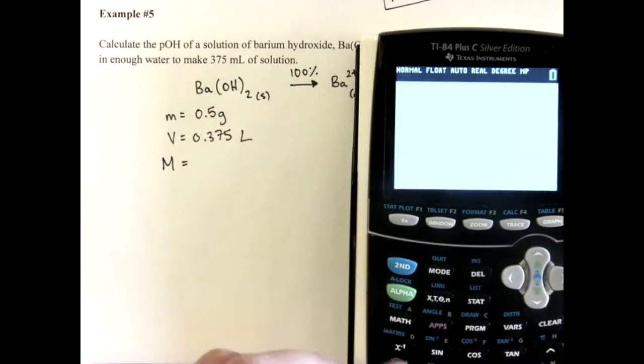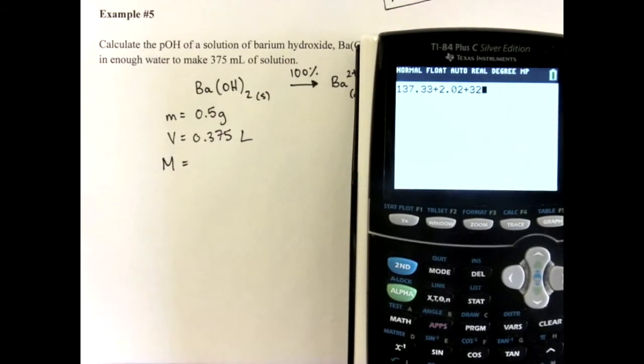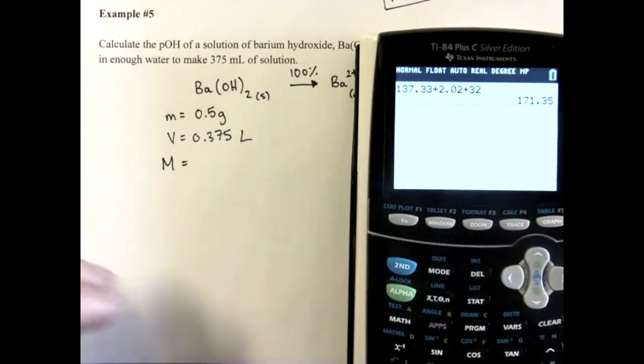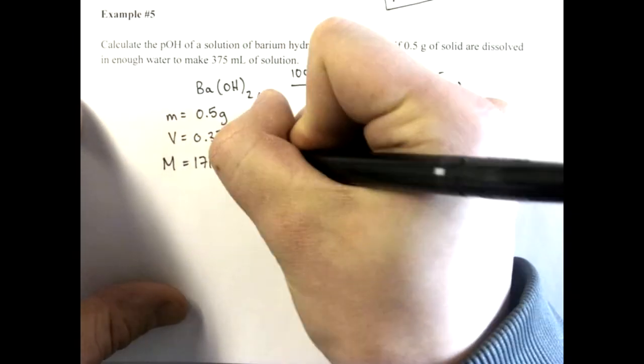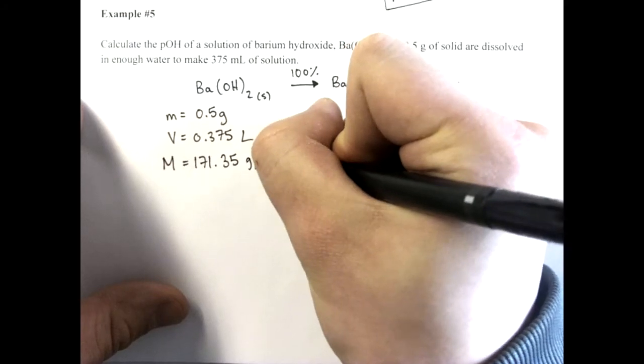It's going to be barium's a big boy, 137.33, plus I have 2 hydrogens, so that's going to be 2.02, and I have 2 oxygens, so that's going to be 2 times 16 is 32, and I get a molar mass of 171.35 grams per mole.